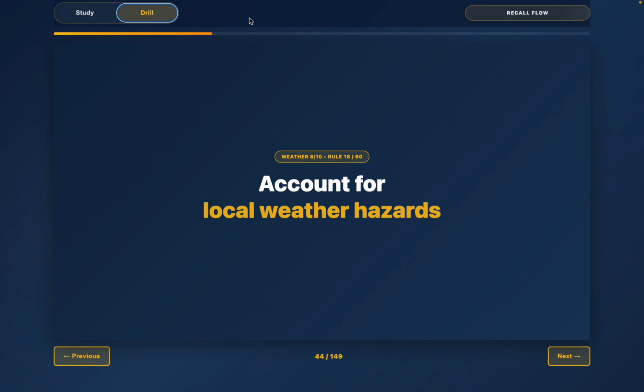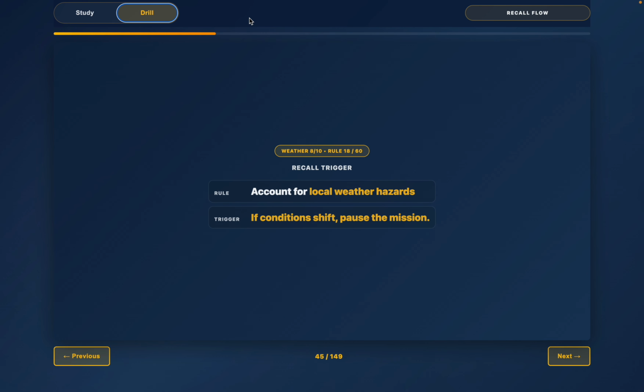Rule 18. Local conditions override forecast. Fog pockets, low ceilings, rain bands, environmental hazards do not announce themselves. Trigger phrase: if conditions shift, pause the mission.